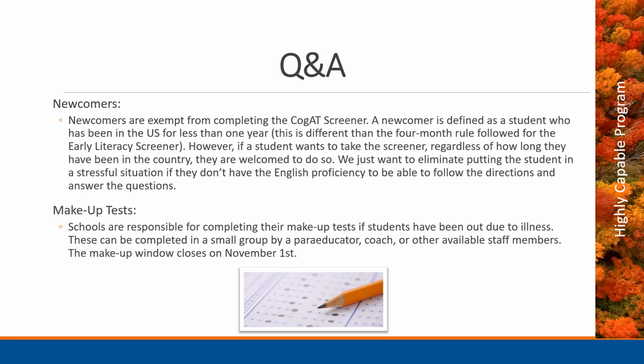Q&A. Please follow this guidance regarding newcomers and makeup tests. Newcomers. Newcomers are exempt from completing the CogAT screener. A newcomer is defined as a student who has been in the U.S. for less than 1 year. Now, this is different than the 4-month rule followed for the early literacy screener. However, if a student wants to take the screener, regardless of how long they have been in the country, they are welcome to do so. We just want to eliminate putting the student in a stressful situation if they don't have the English proficiency to be able to follow directions and answer the questions.